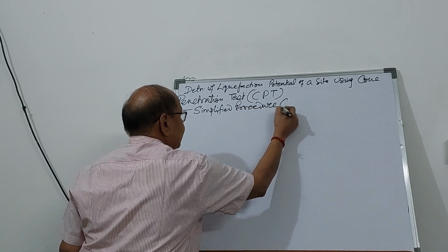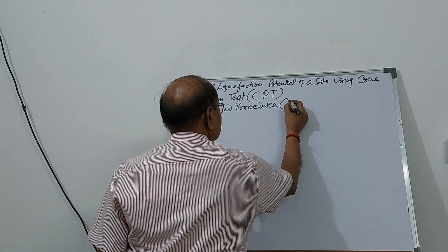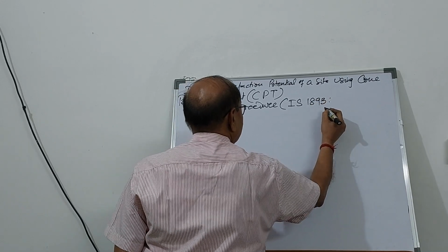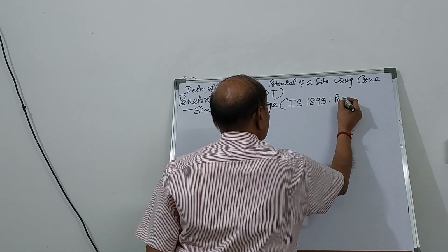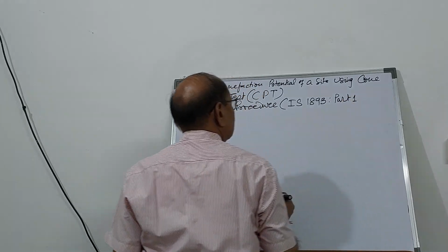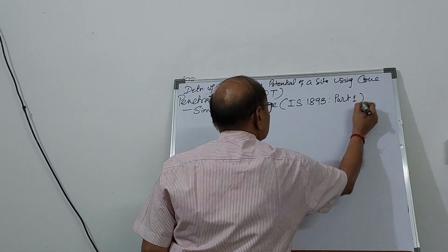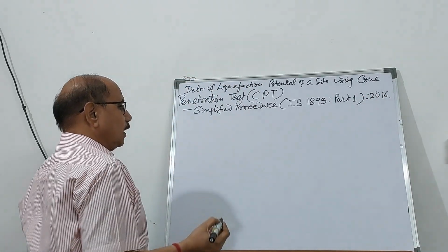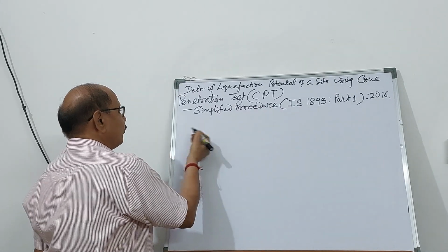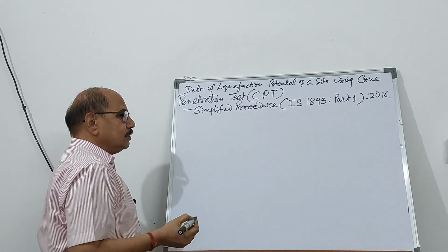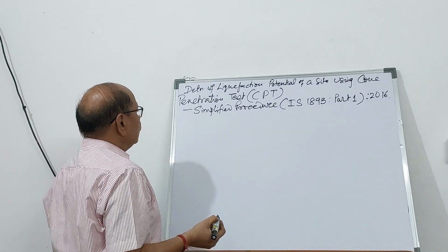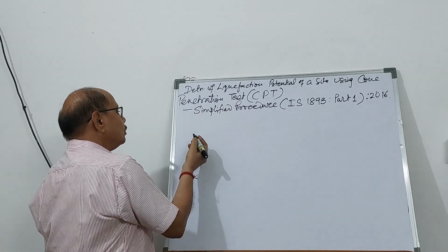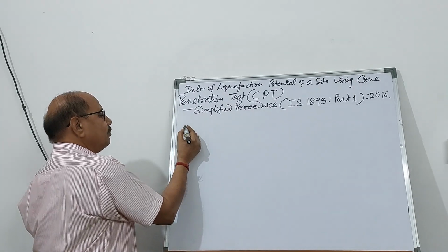The simplified procedure is given in IS 1893 part 1, 2016. So what we know is the tip resistance of a cone. So knowing the tip resistance, what we measure.